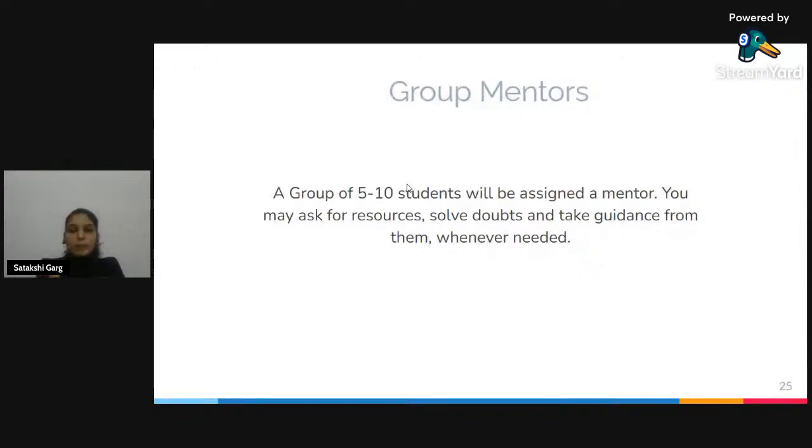So don't do that. You may use LinkedIn for it, but don't use CP Camp for it. So that would be my advice to you for that. So that is how group mentoring goes.